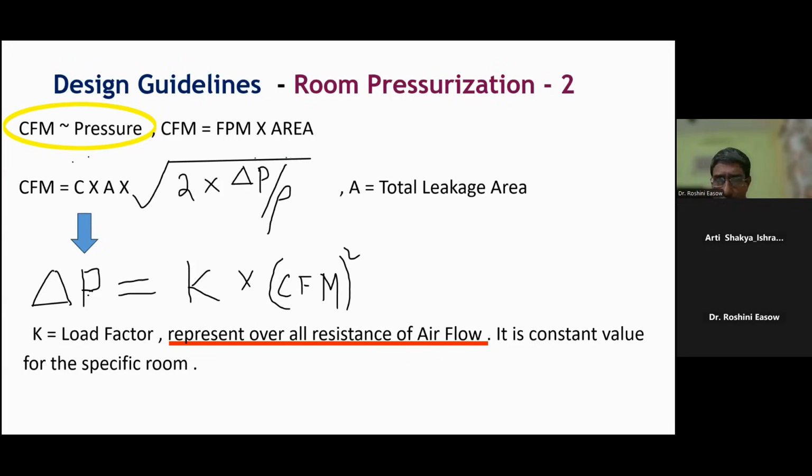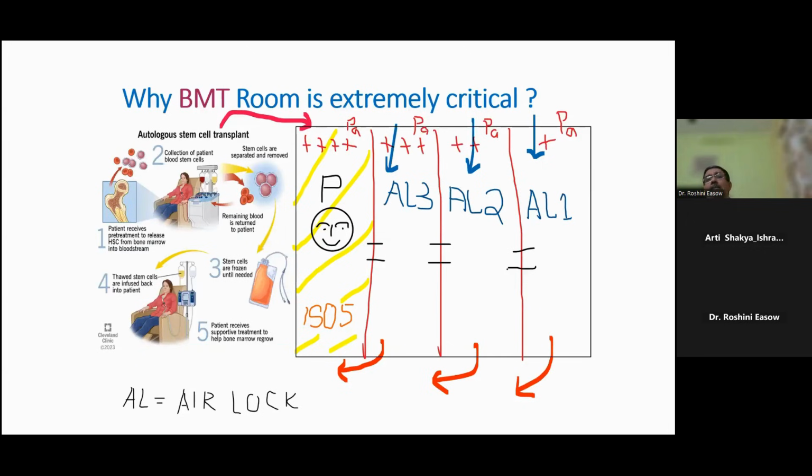So what I want to tell you from this equation is that the room pressure depends primarily on CFM. Now you see, this is called the BMT room. How does the BMT room work? What is the BMT process? Actually, there are three processes in BMT.